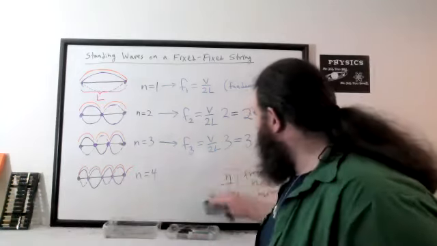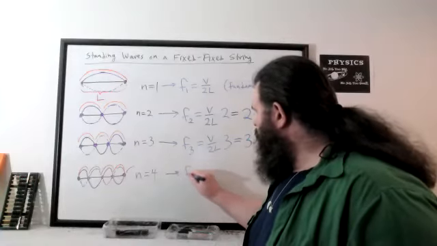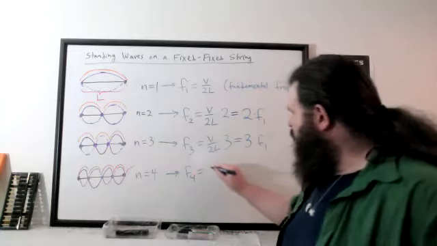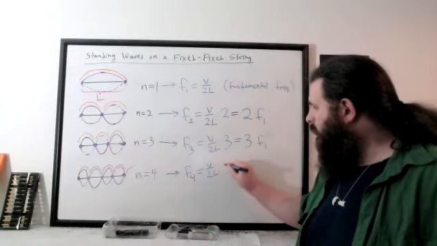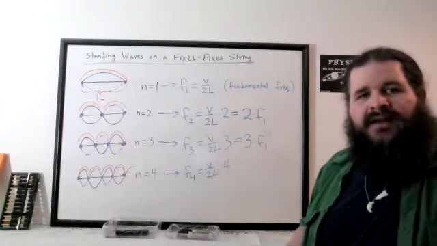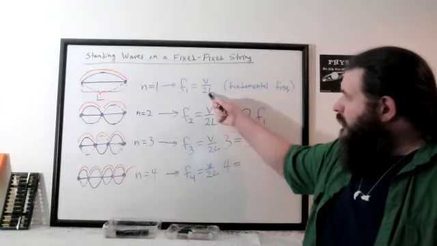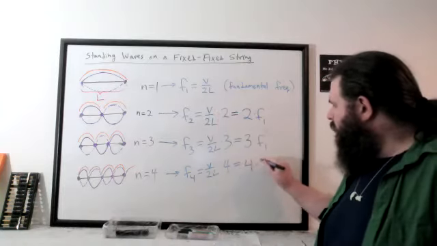And likewise, n equals 4. We get the fourth harmonic's frequency is just V over 2L times 4. And again, we could reduce this to get 2V over L. But I think it's more useful to leave it unreduced so we can see it's just 4 times the fundamental frequency, 4 times F1.